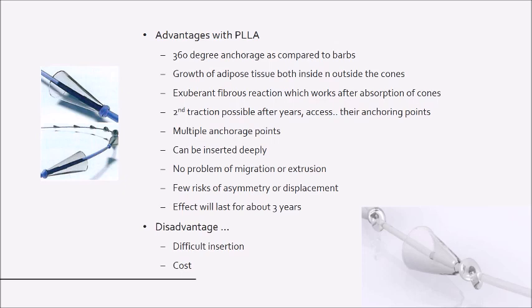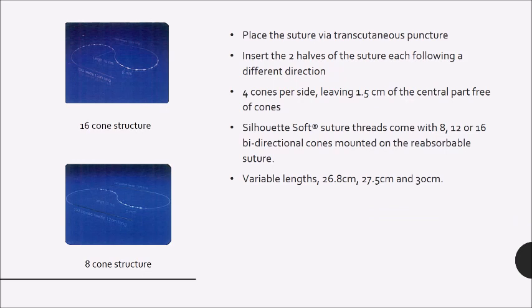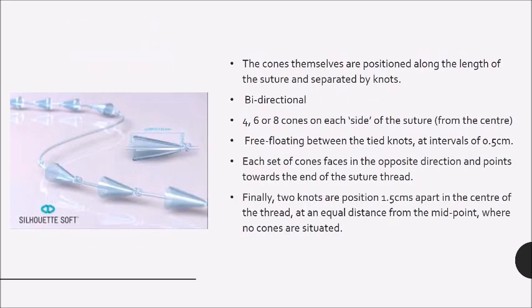The methodology will be explained by other colleagues, but as a general rule, they come with cones of 8, 12 or 16, bidirectional and of variable length. They are positioned along the length of the suture and separated by knots. These are the knots. They are bidirectional, that is, these are going in this direction and the other ones in this direction. 4, 6 or 8 cones on each side.